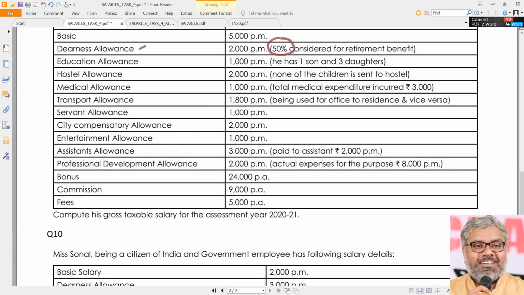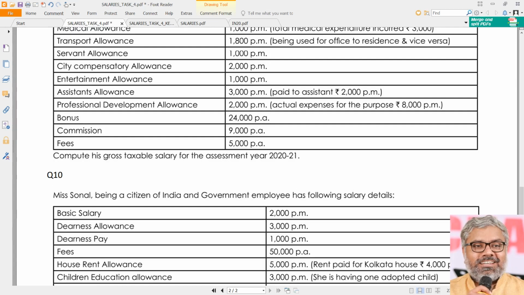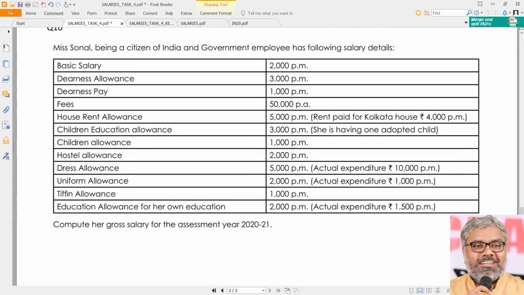So more or less the points in question number 9 are straightforward. There is not much ambiguity in many of them. But in question number 10, there is an ambiguity. Definitely, yes, I understand. Because dearness allowance is there, dearness pay is there, given 3000 and 1000 per month, that is all okay. But the question mark is whether they form part of salary or not.